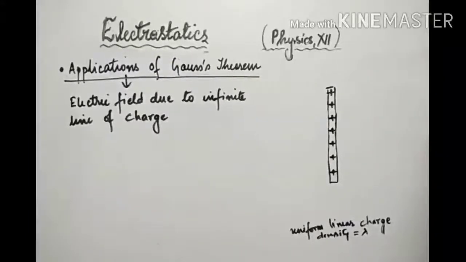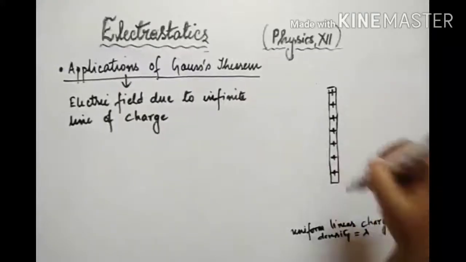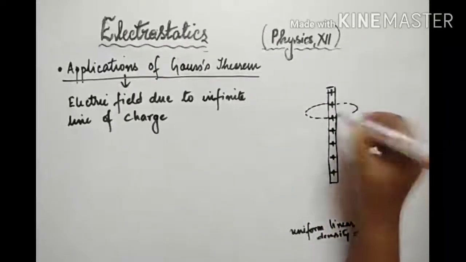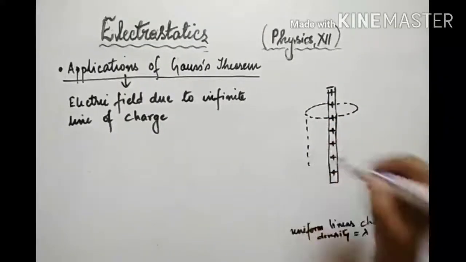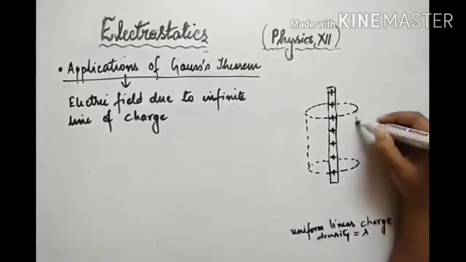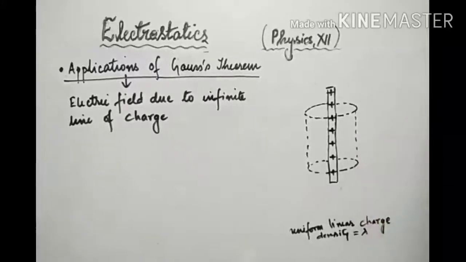Now we will draw a Gaussian surface of radius r. R is the distance at which we have to find out the electric field, and the length of the cylindrical surface we will consider as L. So let us first draw. Now for this type of charge distribution, we will draw a cylindrical Gaussian surface. Okay, this is our Gaussian surface.